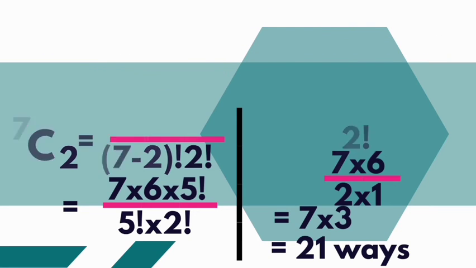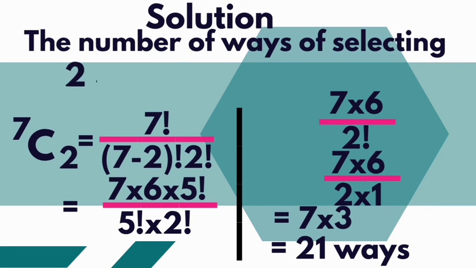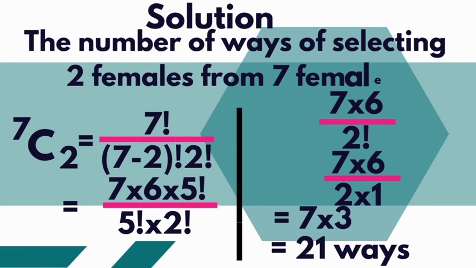5 factorial cancels 5 factorial, and we therefore have 7 multiplied by 6 over 2 factorial. 2 factorial is the same thing as 2 multiplied by 1 factorial, which is the same thing as 2 times 1. So the result gives us 7 multiplied by 3, and we have 21 ways.